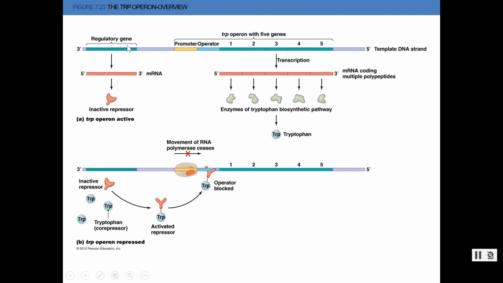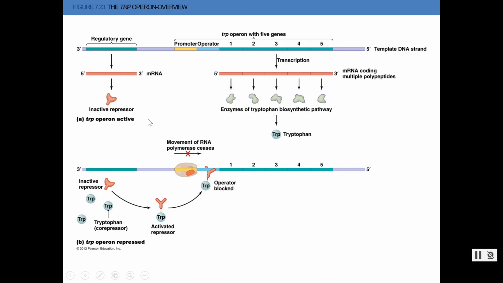Now remember, a regulatory gene and the protein is involved in regulating this nearby operon. The protein that it makes is a repressor protein, but the shape that it's made in is inactive. The shape that it's made in will not fit in this operator region. So this regulatory gene is always transcribed, always translated. Regulatory genes always are. But in this case, in a repressible operon, it makes an inactive repressor.